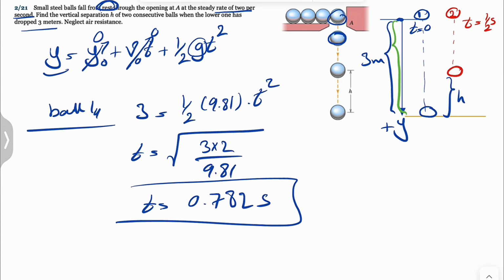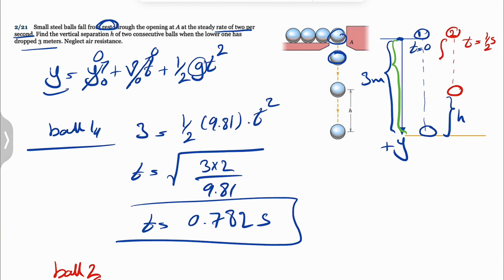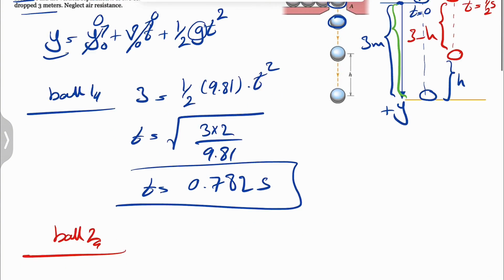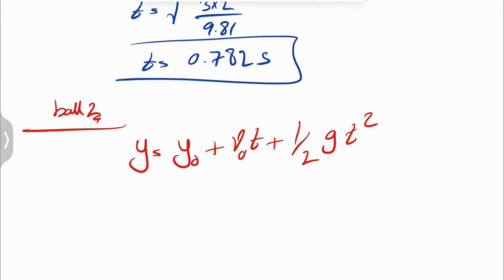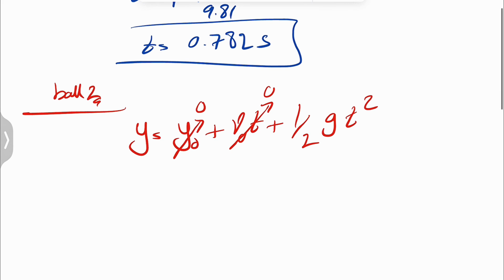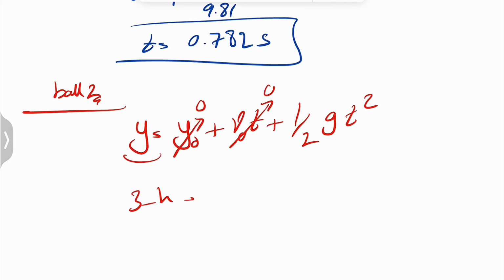Now we're going to write down the second ball. I'm going to show it in red just to color code the balls. For ball 2, the height that it gets is basically 3 minus h, and that's what we are interested in. We're going to have the same formula: y is equal to y0 plus v0 t plus 1/2 g t squared. y0 is going to be 0 again for the same reason. Initial velocity is 0. The y that we have in here, as I talked about, is 3 minus h, and this will be equal to 1/2 of g, 9.81 meters per second squared.